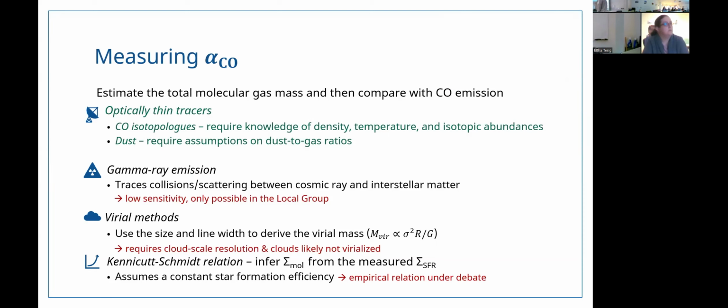And it turns out that for extragalactic sources, the most realistic way to measure alpha CO is to use CO isotopologs and dust. And so in this presentation, you will be seeing we are using both alpha CO measurements from CO isotopologs and dust. And so in our work, we always compare these two methods to ensure consistency or calibration.